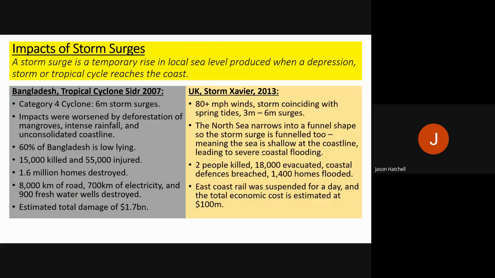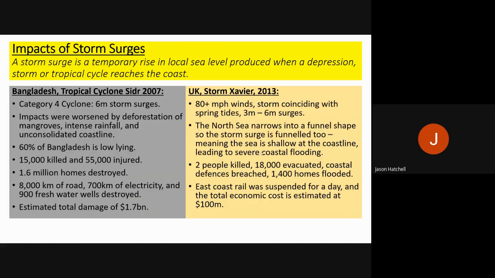Now, another example just to compare that is the UK. Storm Xavier in 2013, which some of you may remember, caused 80-mile-an-hour plus winds. And the storm coincided with what was called spring tides, which is a high tide during spring. 3 to 6 meter storm surges, therefore, existed.